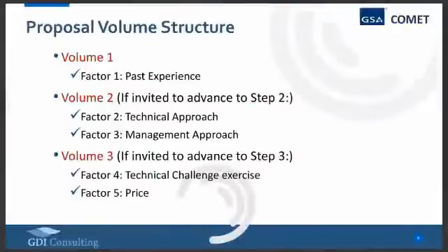Okay, let's go into details about the proposal itself. The volume structure they're asking for is 3 volumes, but the thing is that this is not going to be on a one-time basis. Each part of these will be in different steps, which we will get to later. But volume 1 is essentially factor 1, which is past experience. Volume 2 has 2 factors, technical approach and management approach. And volume 3 has 2, the technical challenge exercise and the price.